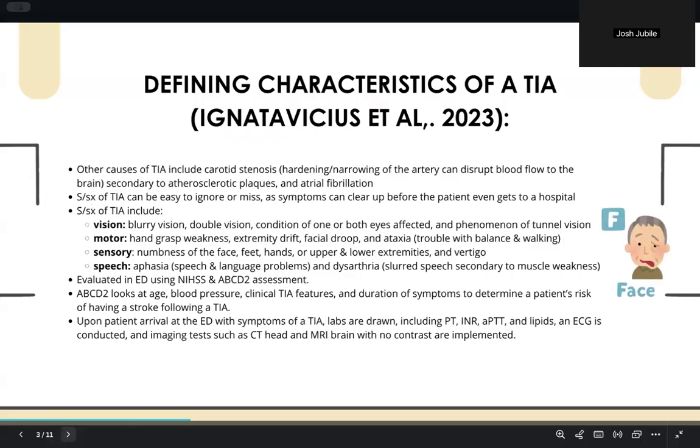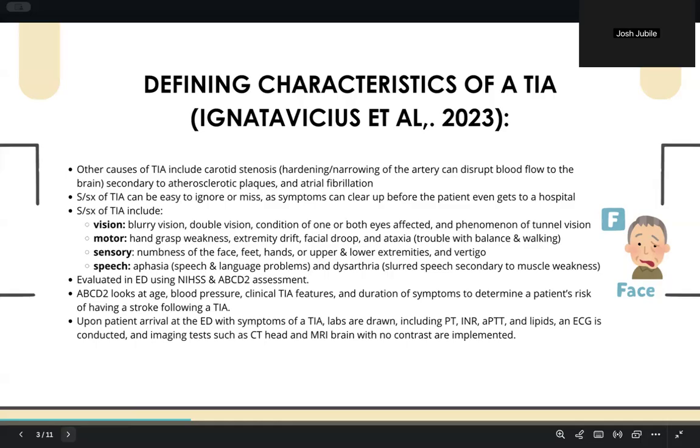So for the next slide, defining characteristics of a TIA. Other causes of TIA include carotid stenosis, which is hardening and narrowing of the artery that can block blood flow to the brain. And this can be secondary to atherosclerotic plaques and atrial fibrillation. Signs and symptoms of TIA can be easy to ignore or miss, as symptoms can clear up before the patient even gets to the hospital.